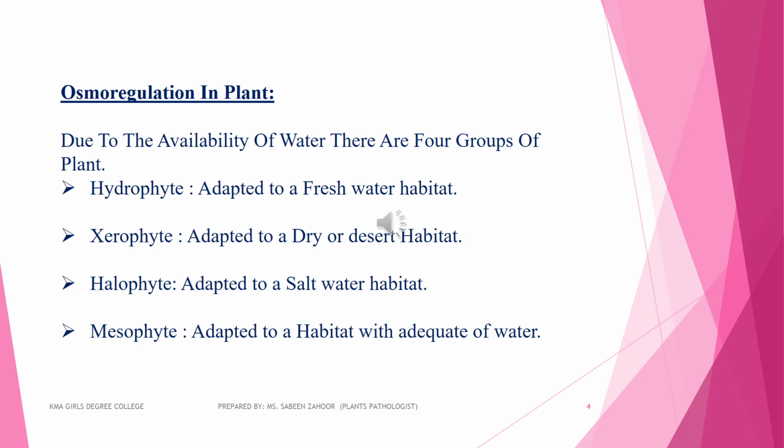Now the third one is the halophytes. Halophytes are those plants which are adapted to a salt water habitat, or they live in the marshy soil area, right? And the fourth one is the mesophytes. Mesophytes are those plants which are adapted to a habitat with an adequate amount of water, meaning that there is no deficiency of water. There is a moderate condition, right girls?